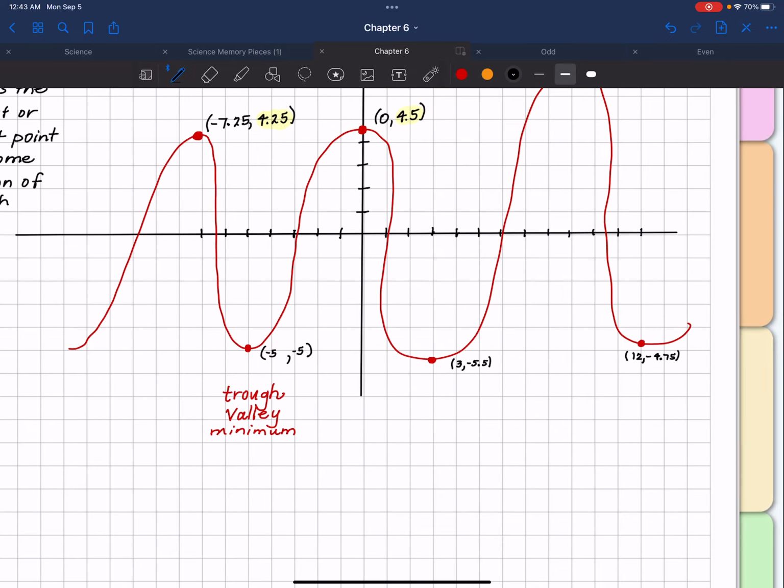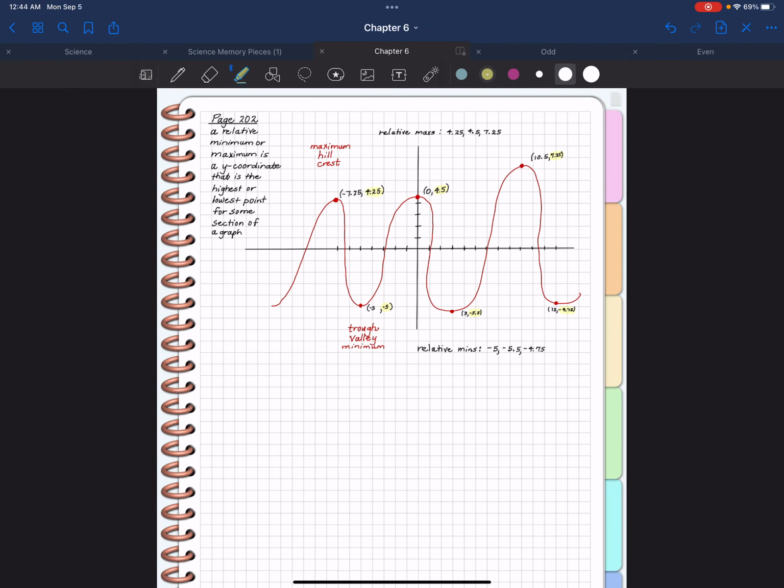So the relative minimums are -5, -5.5, and -4.75. So it's going to be the y coordinates of these low points, the valley points. So to find relative minimums and maximums, you just have to look at your graph and figure out where those high and low points are.